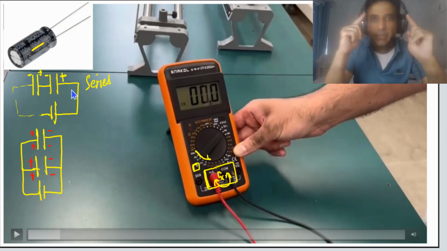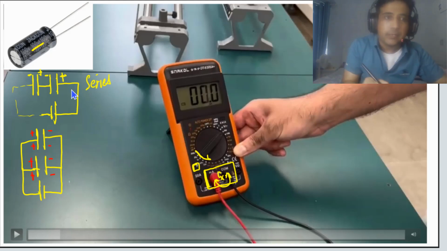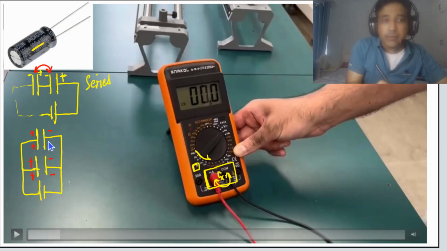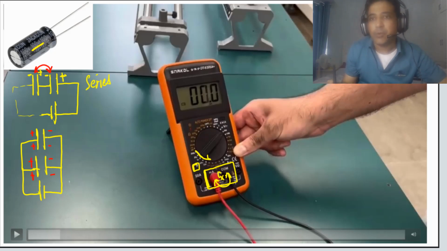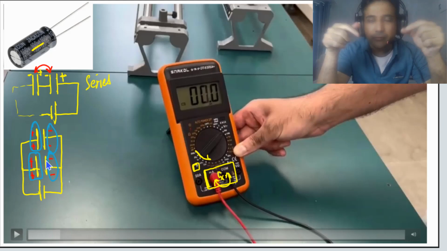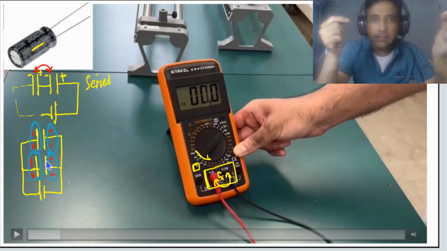So for capacitors in series, positive is connected with negative. I will simply emphasize, positive is connected with negative, or you can say negative is connected with positive. Very important point. And when capacitors are connected in parallel, positive is connected with positive, and negative is connected with negative. You have to be clear about this point when you need to measure capacitance of capacitors connected in series and in parallel.